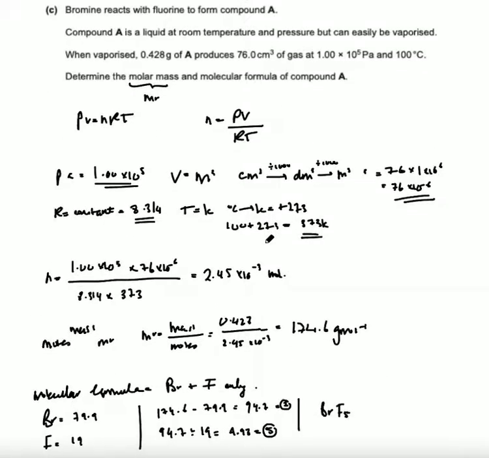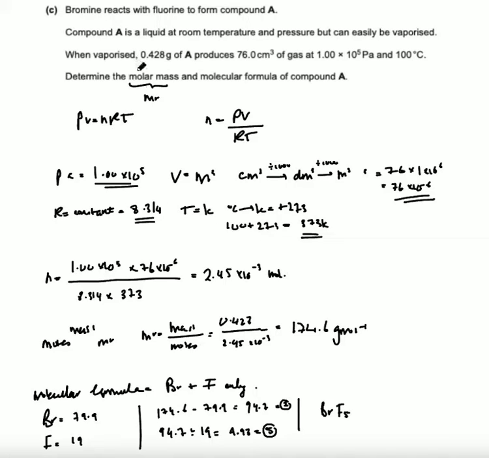Okay, bromine reacts with fluorine to form compound A. Compound A is a liquid at room temperature and pressure but can easily be vaporized. When vaporized, 0.428 grams of A produces 76 centimeters cubed of gas at 1 times 10 to the power of 5 pascals at 100 degrees Celsius. Determine the molar mass and molecular formula of compound A.